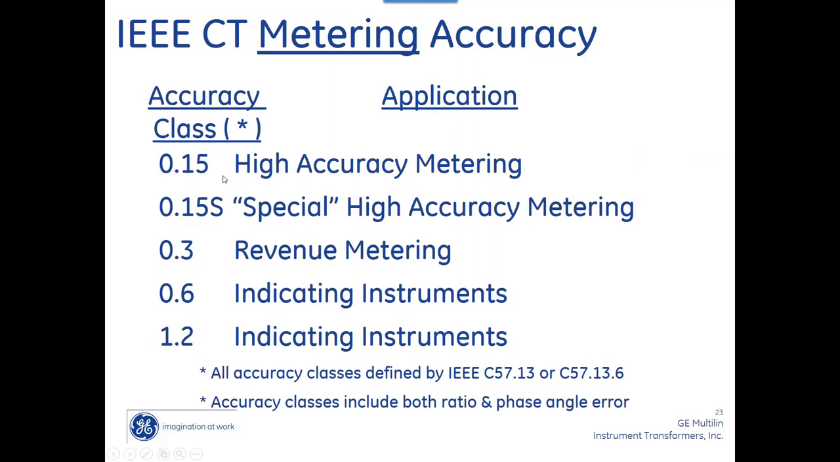High accuracy is 0.15. You'll see a lot of utilities use that. Revenue is 0.3. And it doesn't help if I've got a revenue grade CT, but my meter's not revenue grade. So you need both of them revenue grade. Indicating is 0.6 or 1.2. So that's the different classes you'll get into with CTs. Okay.